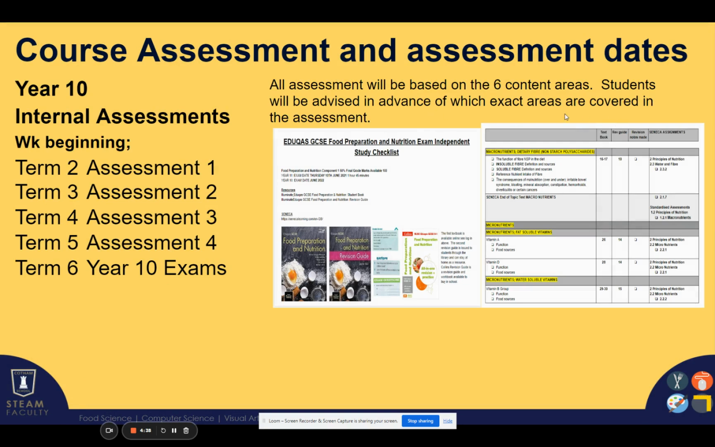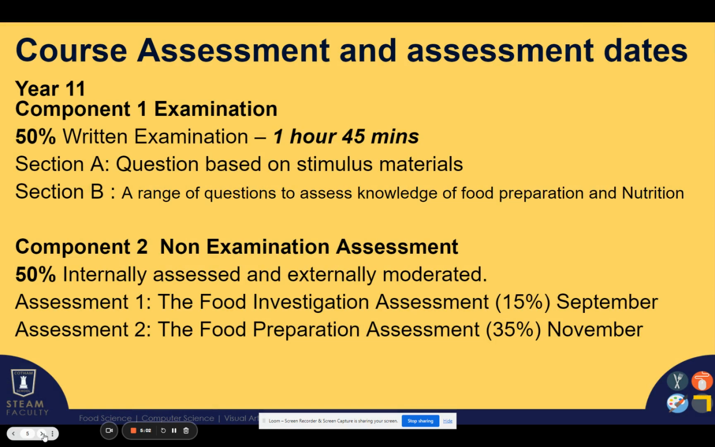Students will be advised in advance of which exact areas are covered in the assessment. This is the independent study guide, and it will outline the pages in the revision guide that are relevant, as well as the online textbook. I tend to highlight for each assessment which area is covered, as well as which Seneca assignment matches the topic that is going to be assessed.